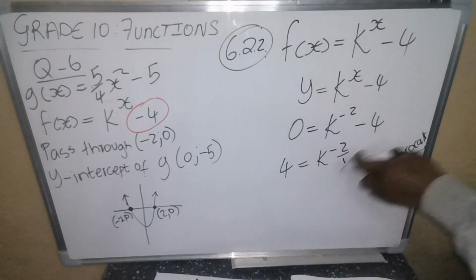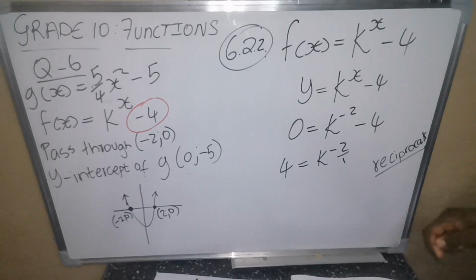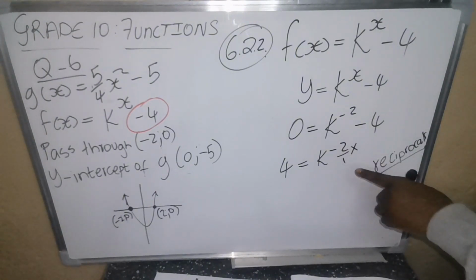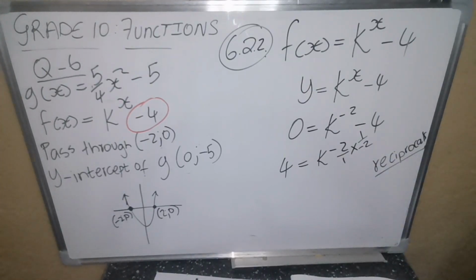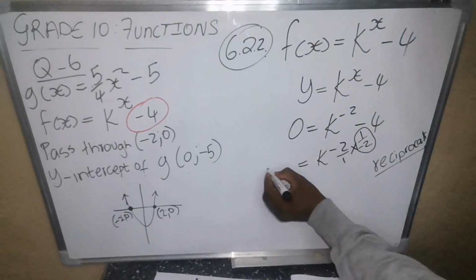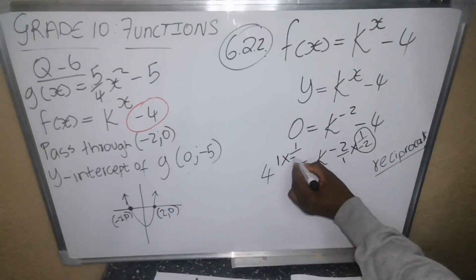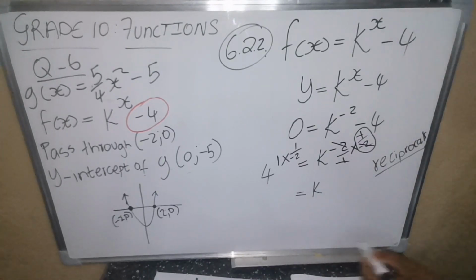To remove this negative exponent, you take the exponent -2 over 1 and multiply by its reciprocal. The reciprocal of -2 over 1 is 1 over -2. That multiplies the exponent on k, and the 4 is raised to the same power: 1 to the power 1. Then this -2 divides this -2, and we are left with k equal to 4 to the power -1 over 2.